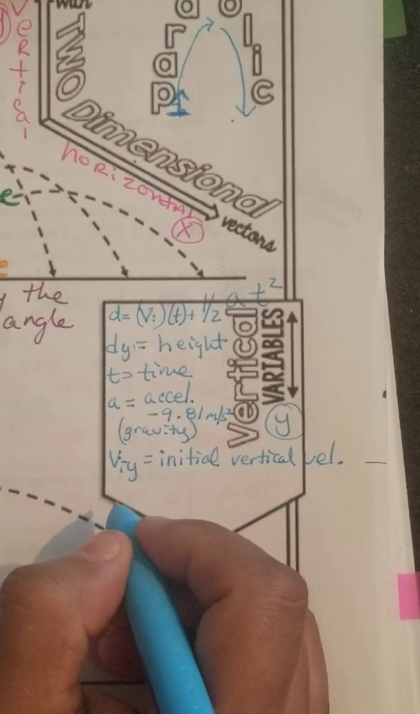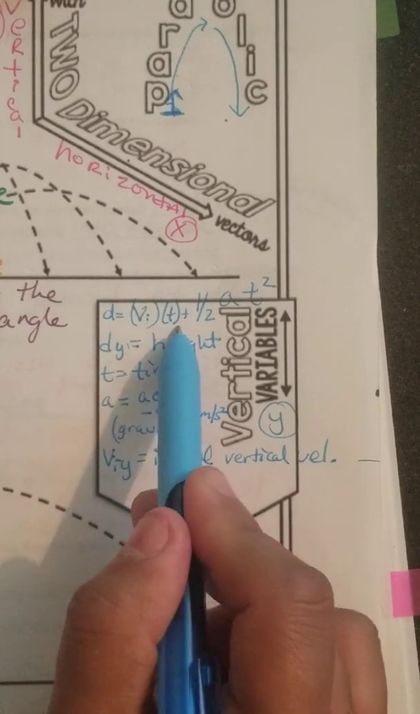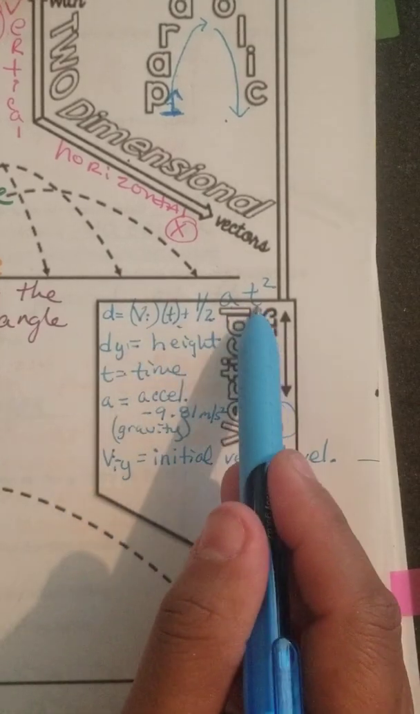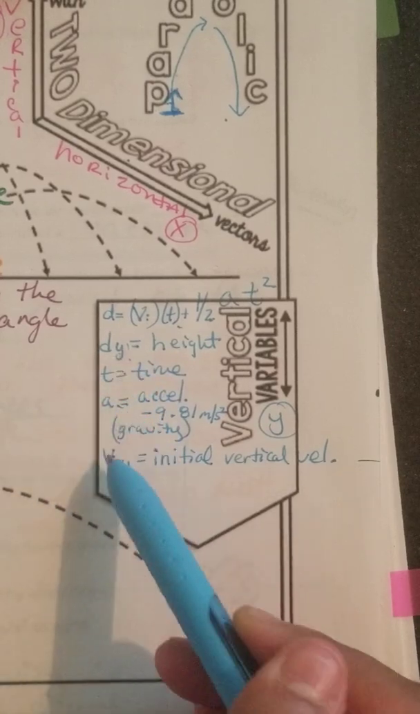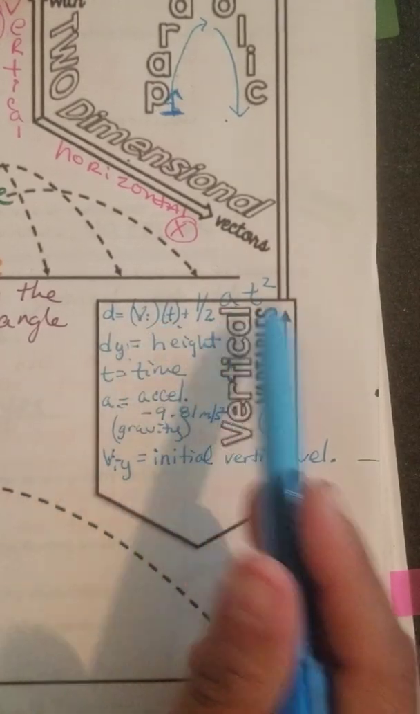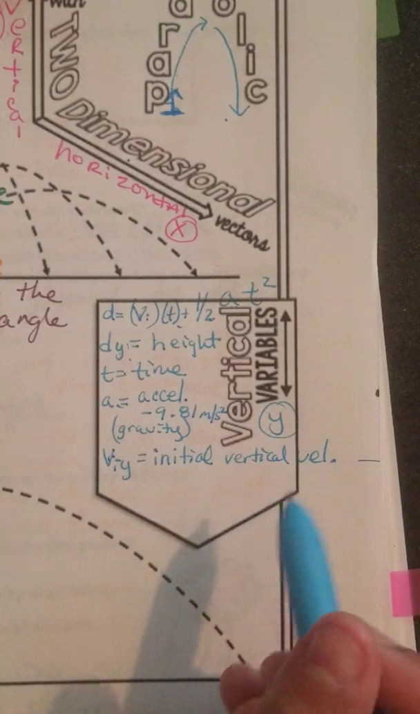Okay, so the VI, yes, the T, yes, the 1/2, the A, and then the T. And the D, we already talked about the distance. So 1, 2, 3, 4. Okay, so there goes all of my variables here.